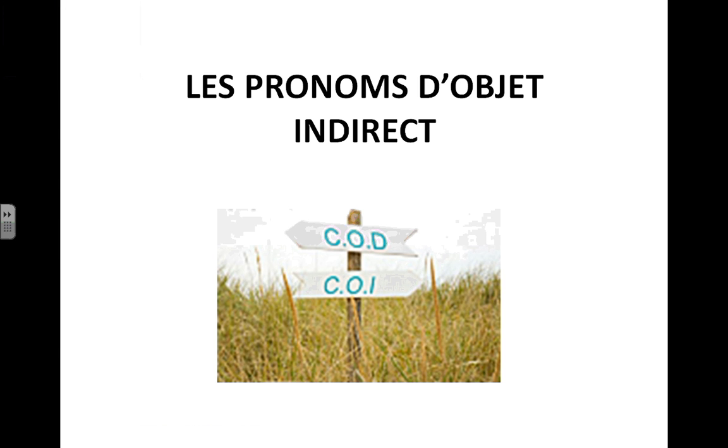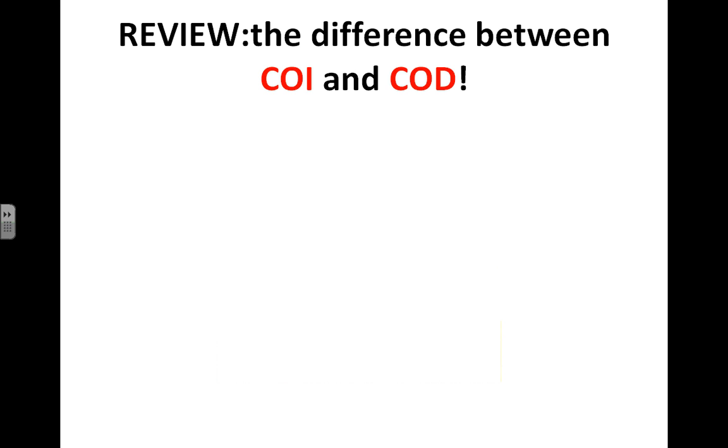Okay, today we will explore a new topic, les pronoms d'objet indirect, which is basically the opposite of les pronoms d'objet direct. We did those first, and now we're going ahead with the indirect. That's COI, the acronym for the pronom d'objet indirect. Let's review first the difference between COI, complément d'objet indirect, and COD, complément d'objet direct.